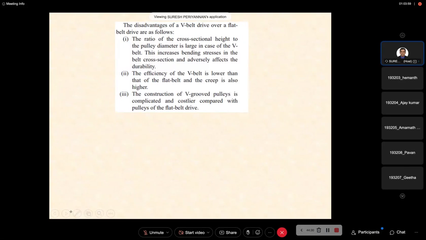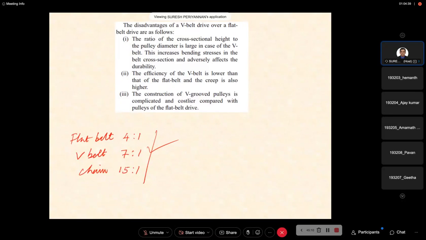Another thing, the velocity ratio. The velocity ratio for a flat belt is 4:1, but for a V belt the velocity ratio is 7:1. But in a chain drive the velocity ratio is 15:1. Now, these are the differences between the flat belt and V belt.